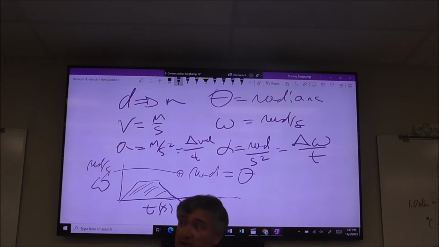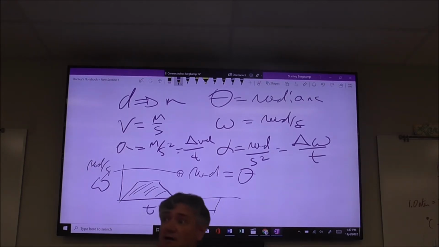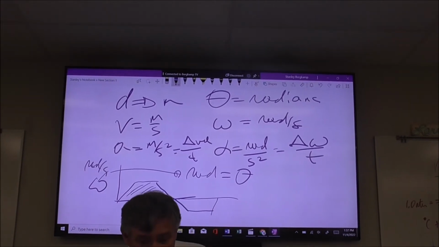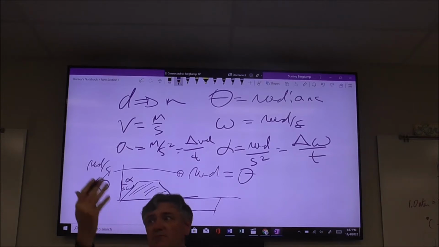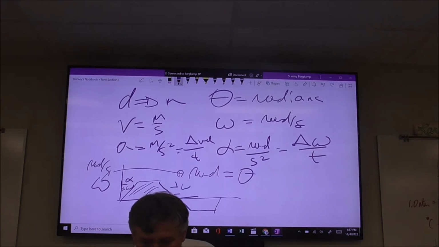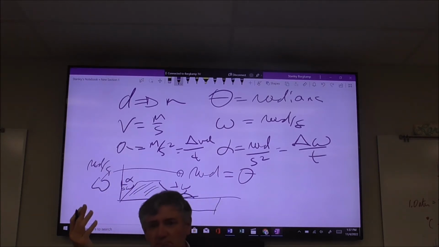So it's the same ideas. An object is going to keep moving until an outside force acts upon it. So if you have positive alpha and positive omega, what are you going to be doing? Increasing. Yeah, you're going to be speeding up. If you have positive omega and negative acceleration, you're going to slow down. Same rules apply.